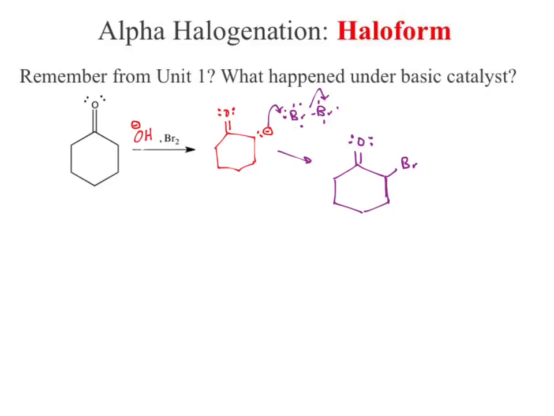What's that? We do have a leaving group. What else? We still have an acidic hydrogen. Even further, it's more acidic than it started with. Why is it more acidic?